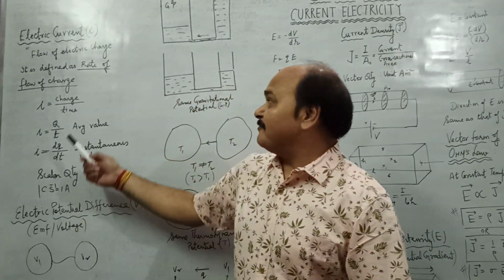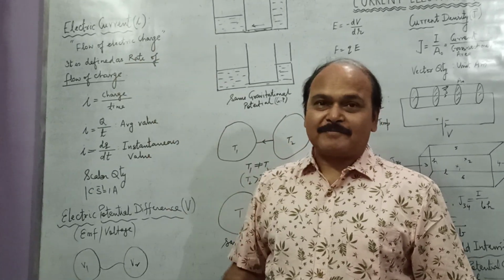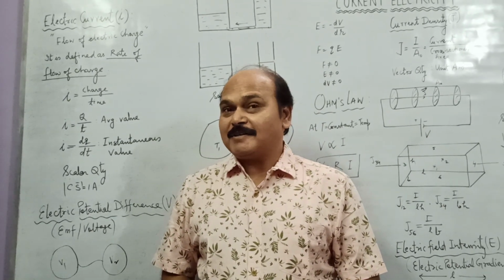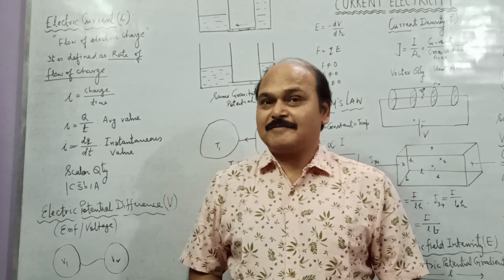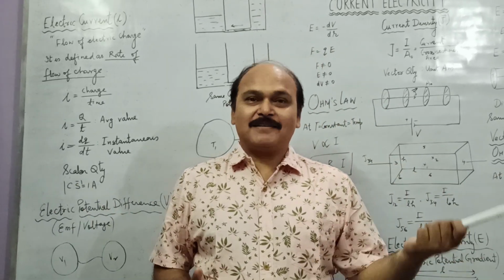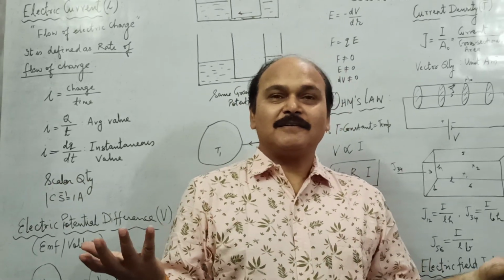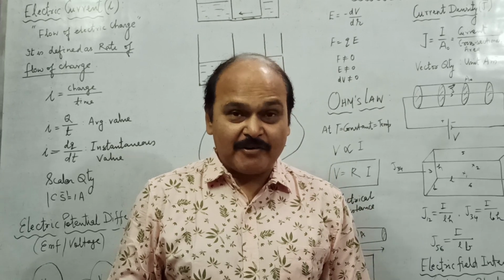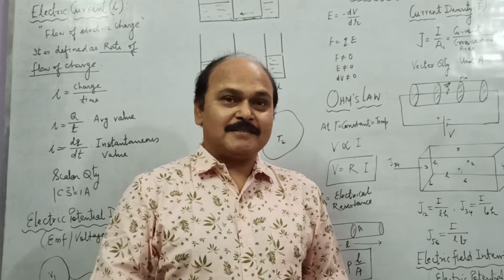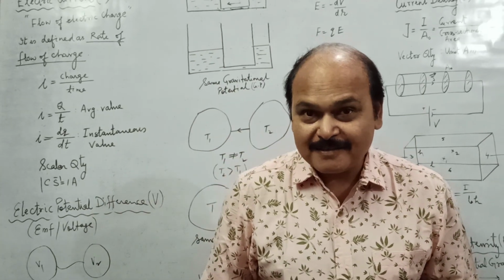Well, the very first topic which we are going to discuss here is electric current. What is electric current? Electric current is nothing but flow of charges. When air flows, what is created? Air current. When water flows, what is created? Water current. When heat flows, what is created? Thermal current. Likewise, if electric charges flow, what is going to be created? Electric current.